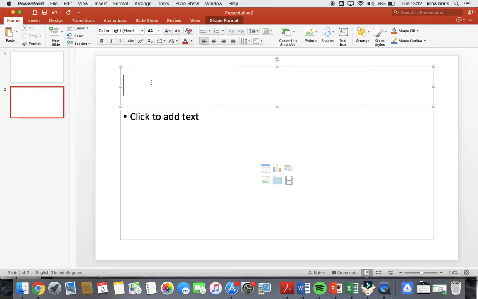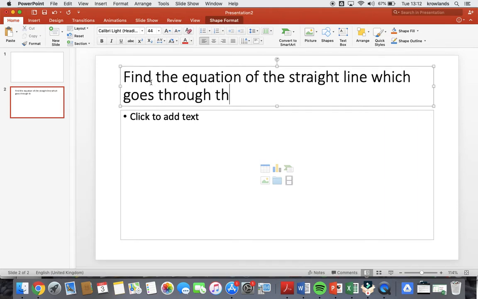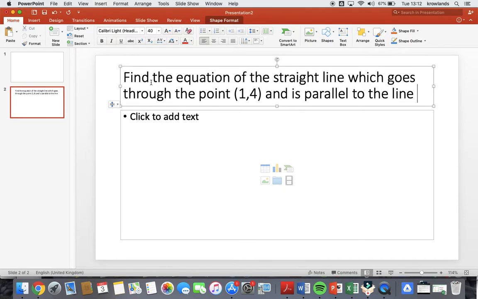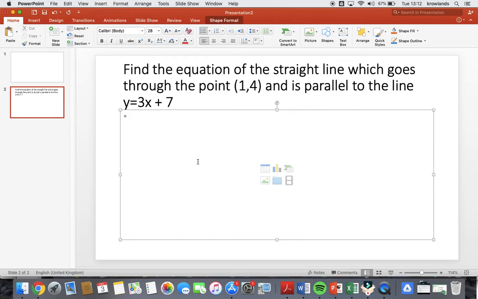Okay, the kind of question we want to be able to do today is the following. Find the equation of the straight line which goes through the point (1, 4) and is parallel to the line y = 3x + 7. So on the surface that looks quite complicated, but it's not actually. There are several steps, but we just need to work through them methodically and we will be fine.